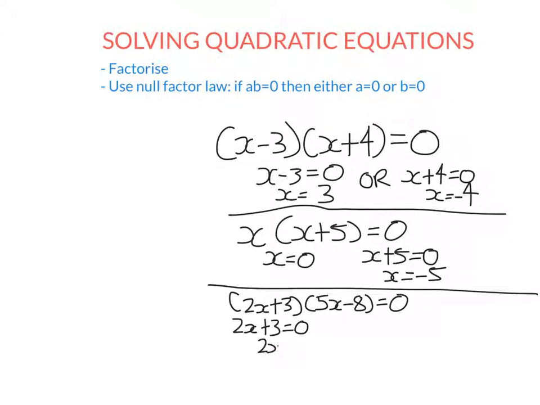Subtract 3 from both sides, and then divide each side by 2. So that's one solution. The other solution is 5x minus 8 equals 0. Add 8 to both sides, and then divide each side by 5. So the two solutions are minus 3 over 2 and 8 over 5. Now these were very easy quadratic equations to solve because the factorization was already done for you. Now we're going to look at examples where it's not done for you and you need to factorize.